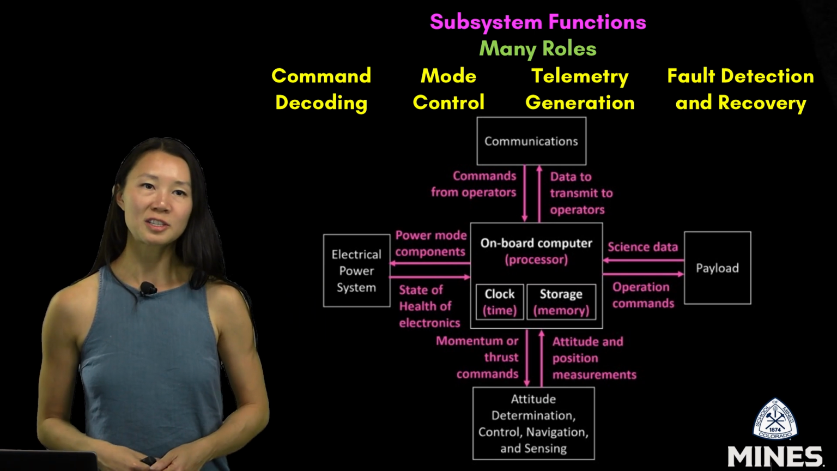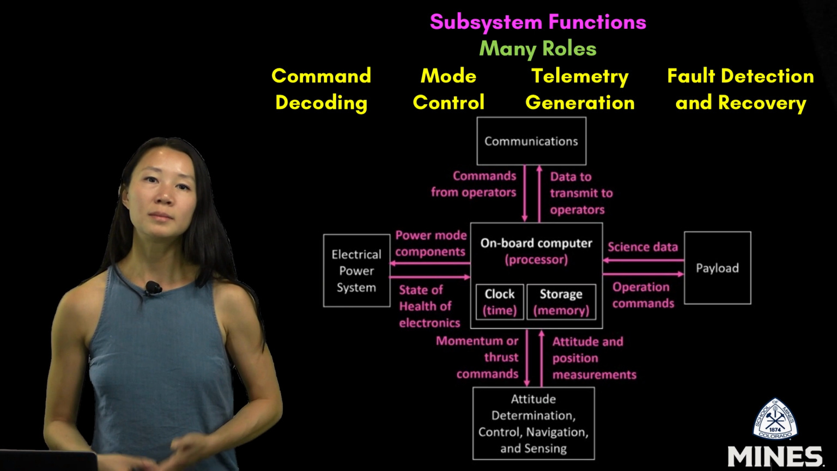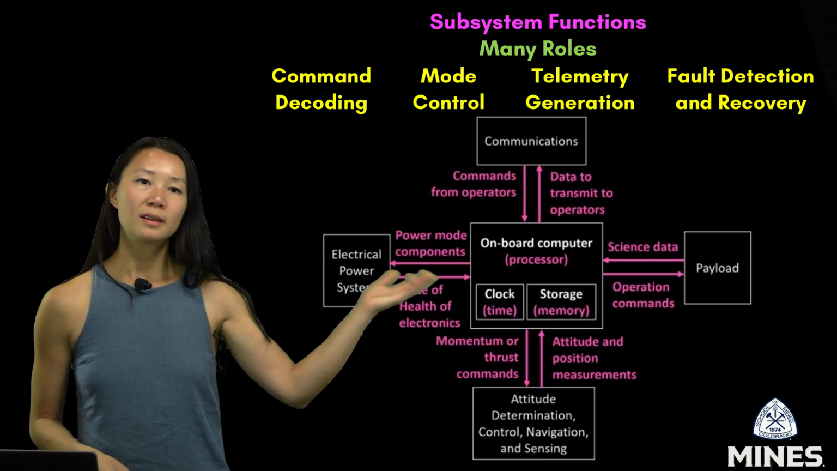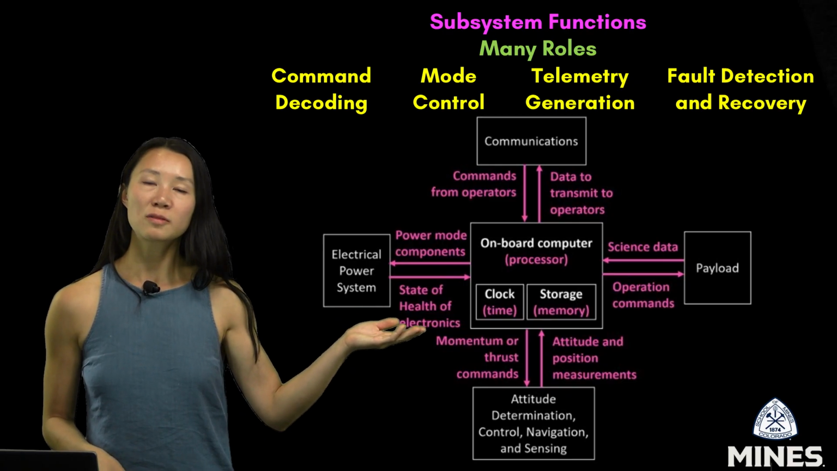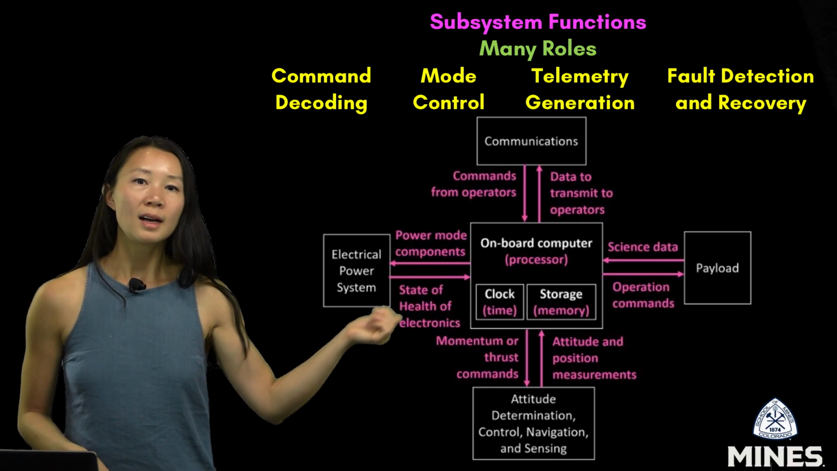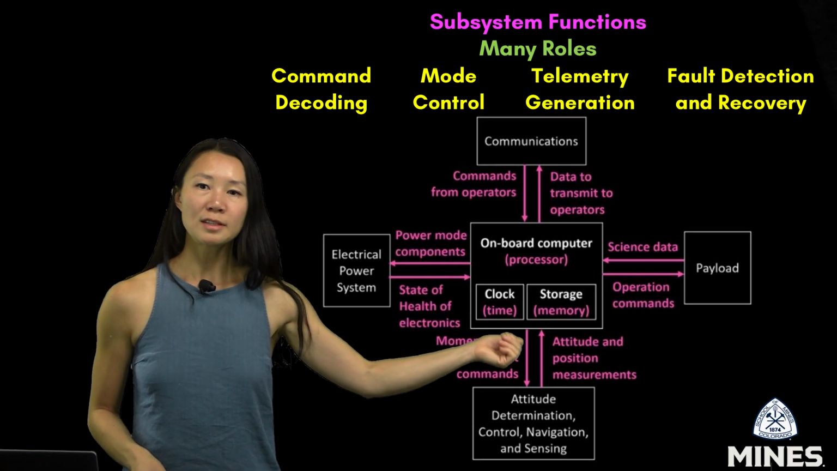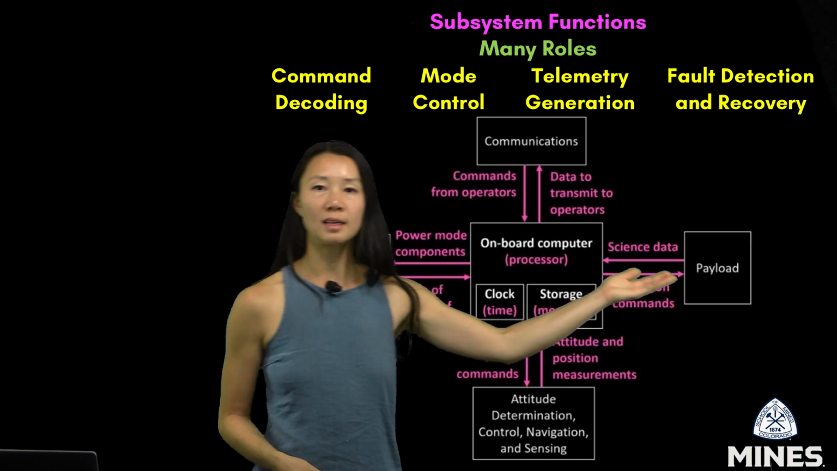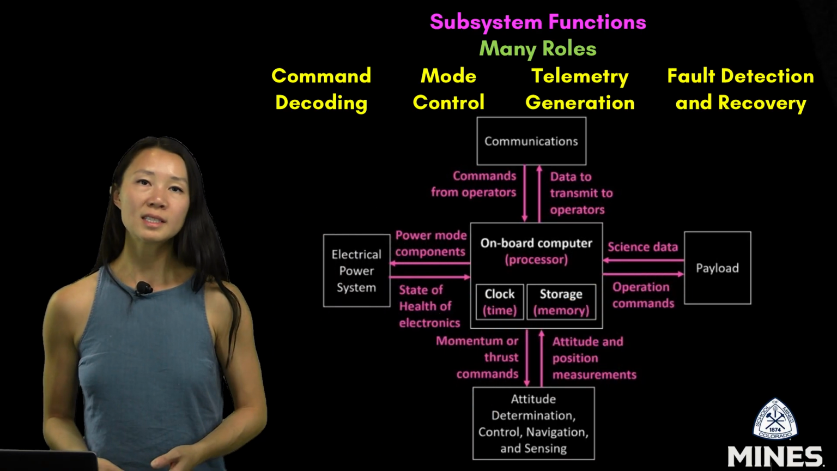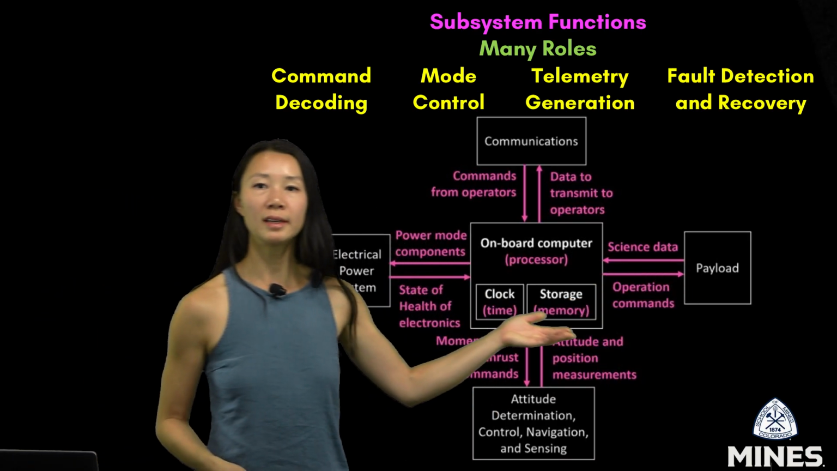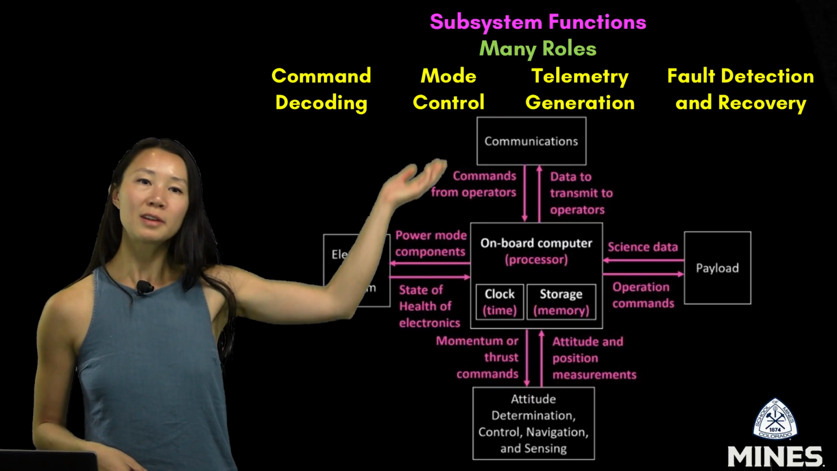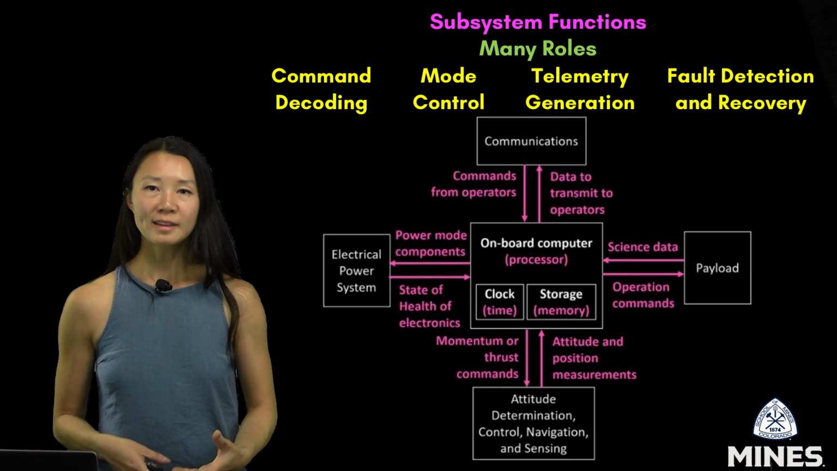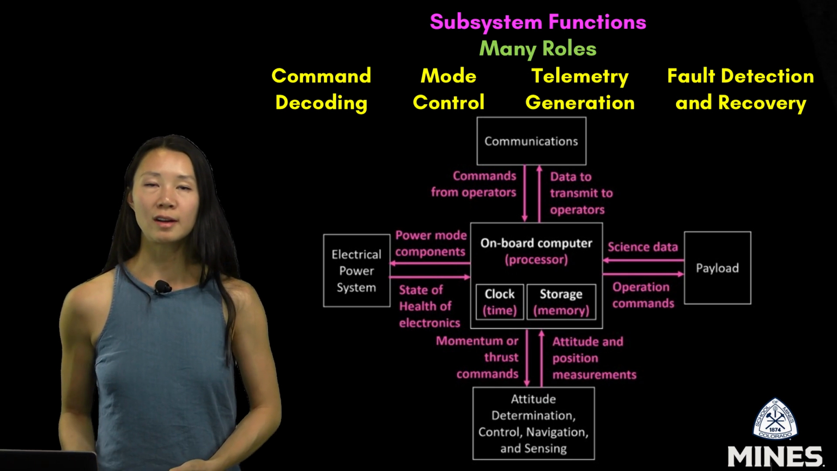Onto telemetry generation. This is where the CDH system collects information about the spacecraft's performance and state of health. The OBC receives state of health signals from the electrical power system, timing data from the clock, sensor readings from the attitude determination control system, and science data from the payload subsystem. All of this is stored temporarily in the memory and later routed back to the communication system as telemetry data to transmit to operators.